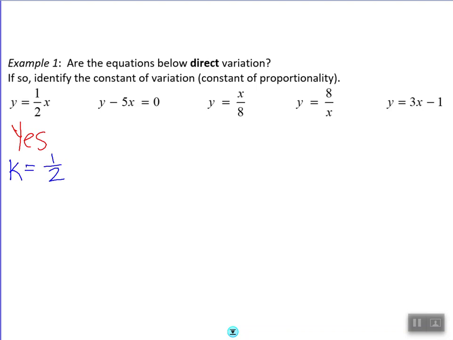For the second one, this does not look like direct variation, but we need to be careful. You need to make sure that your equation is in y equals format before you can decide if it is direct variation or not. So if I solve this so it's y equals, I need to add 5x to both sides. So I have y equals 5x. Now, this does look like direct variation. And my k value is 5.